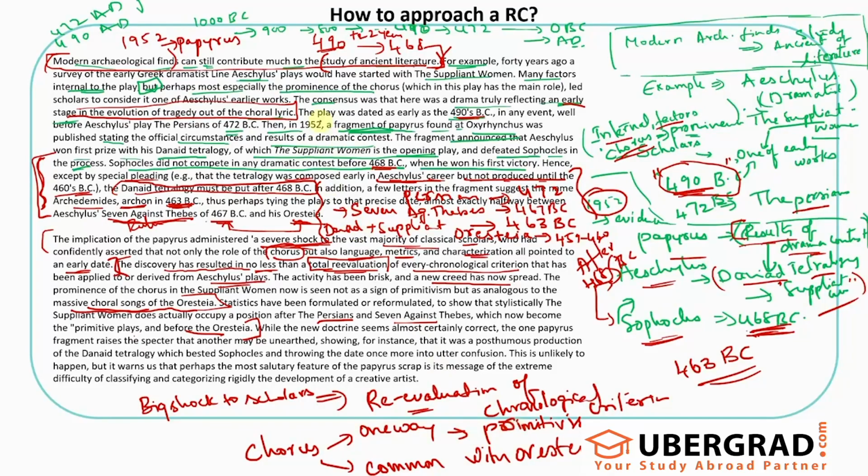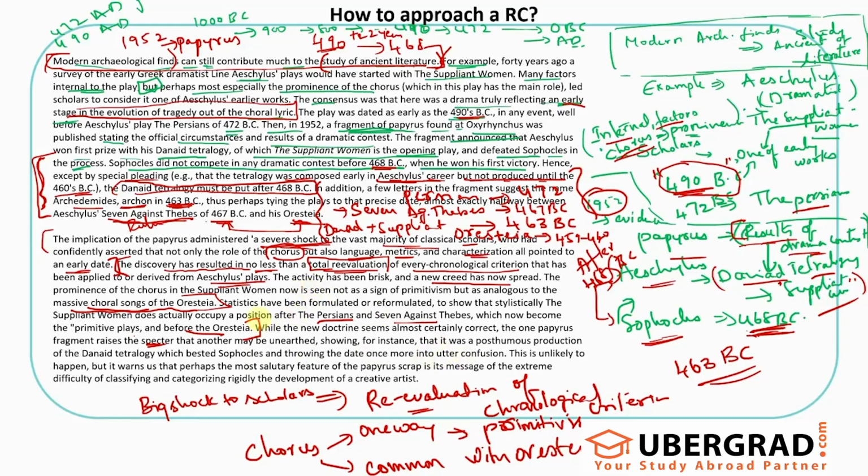Earlier they thought the first play was Suppliant Women, the Danaid tetralogy, that's like 490 BC, but now they have reformulated the statistics to show that the Persians and Seven Against Thebes was the primitive play. After that came the Suppliant Women and then came the Oresteia. While the new doctrine seems almost certainly correct, now they have corrected things and it looks like they are now sorted well. The one papyrus fragment raises the specter, the doubt, right? It's a concern that another may be unearthed, showing for instance that it was the posthumous production of the Danaid tetralogy which bested Sophocles and throwing the date once more into utter confusion.